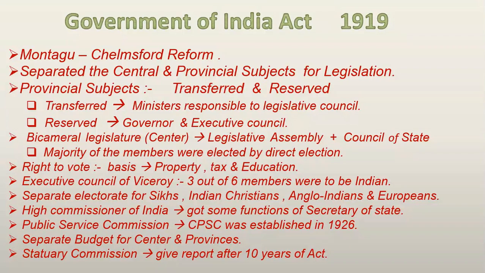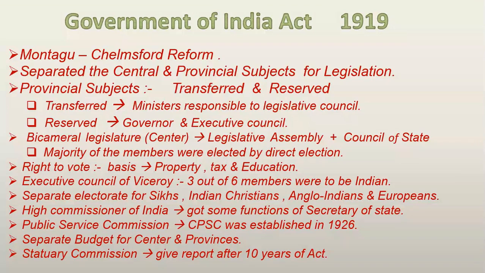So Central Legislative Council was authorized to make law on central subjects. Okay, and Provincial Legislative Council was authorized to make law on provincial subjects. For example, defense is a central subject. So now Central Legislative Council was authorized to make law on defense. Defense means war, treaty, alliances, international relation. Okay, so now Central Legislative Council was authorized to make law on all the subjects of central list.